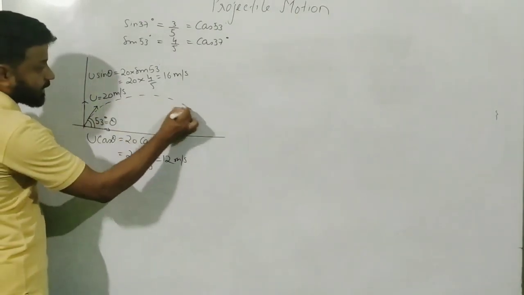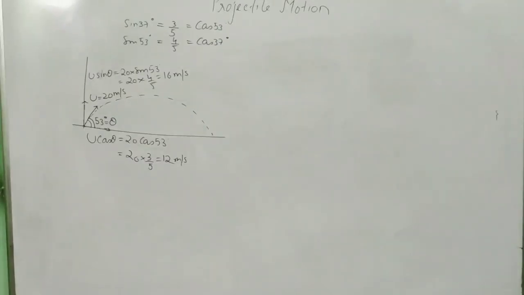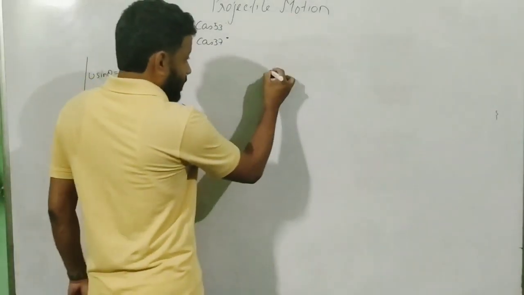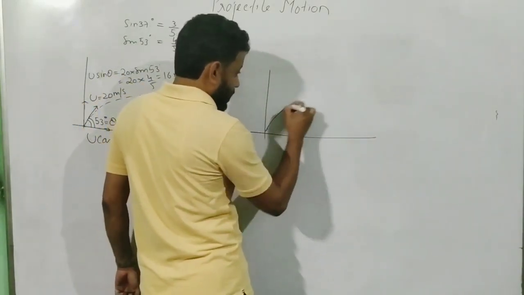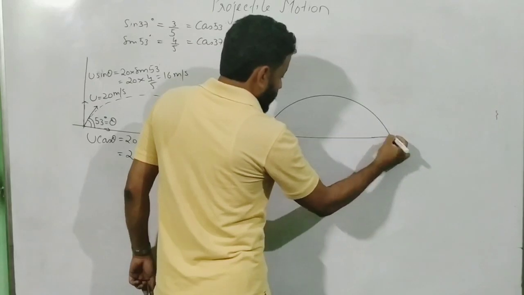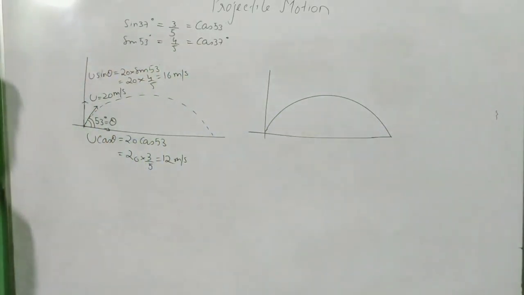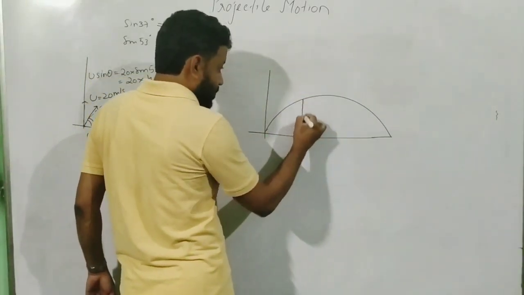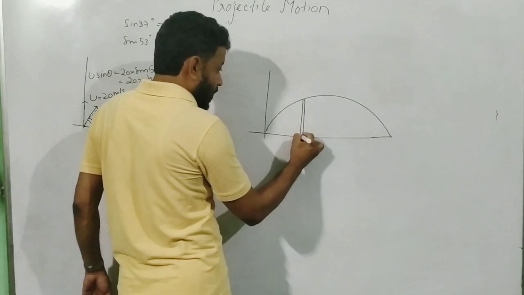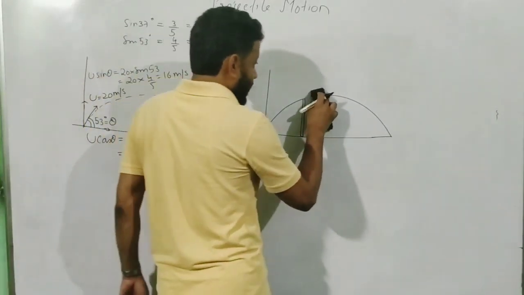This was the expected path of the projectile. Before it reaches the ground, let me put a wall here. Just imagine there is a wall over here. A big wall rather. So forget about this part.